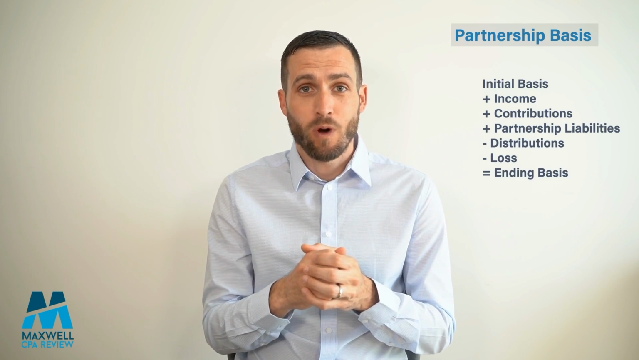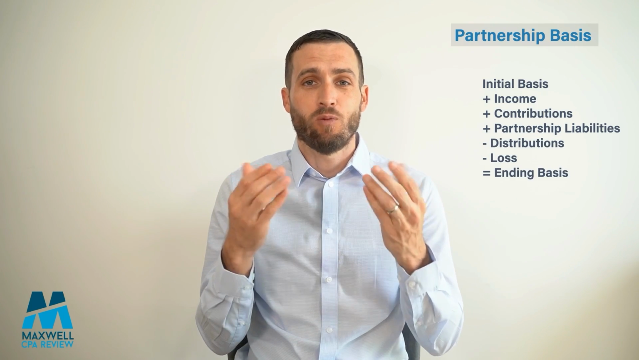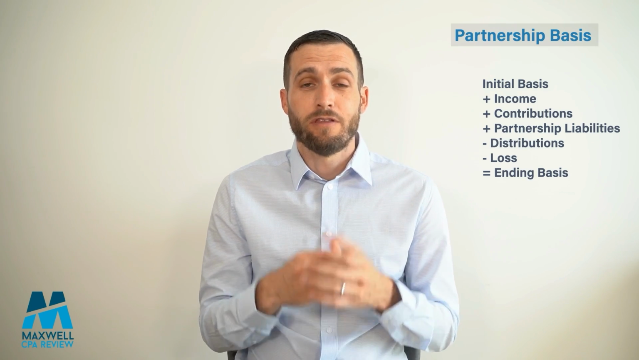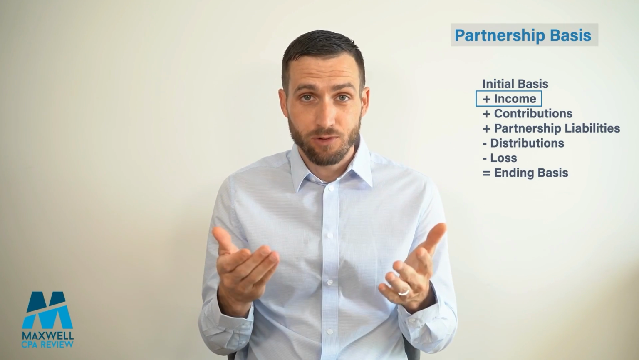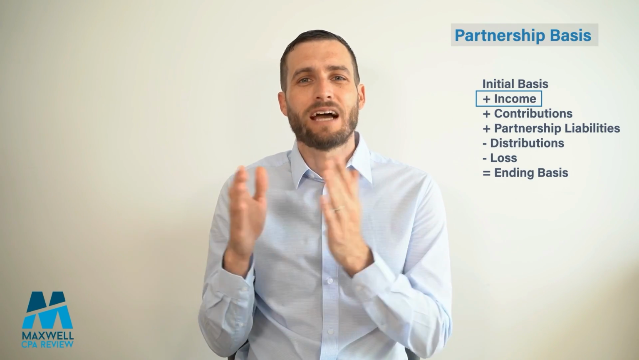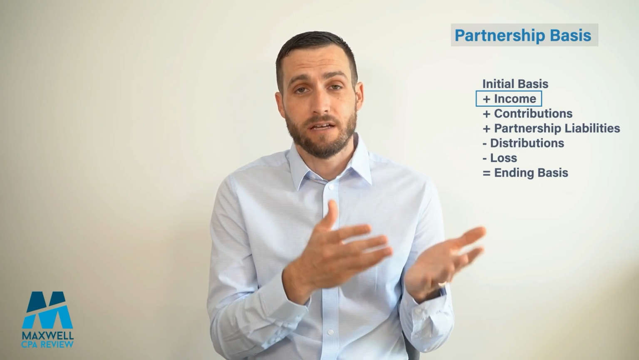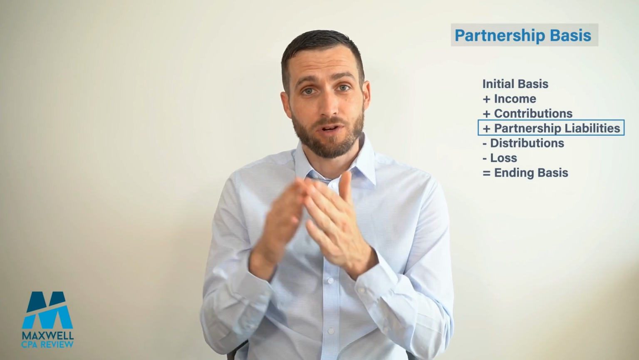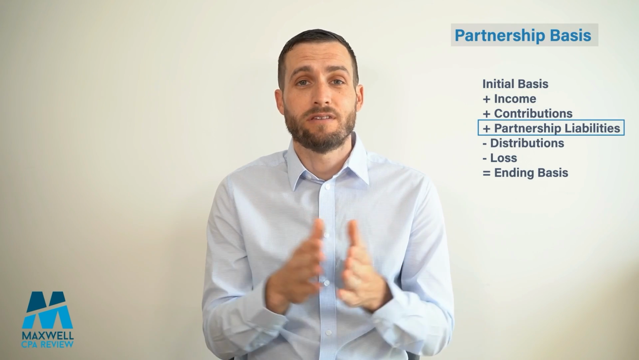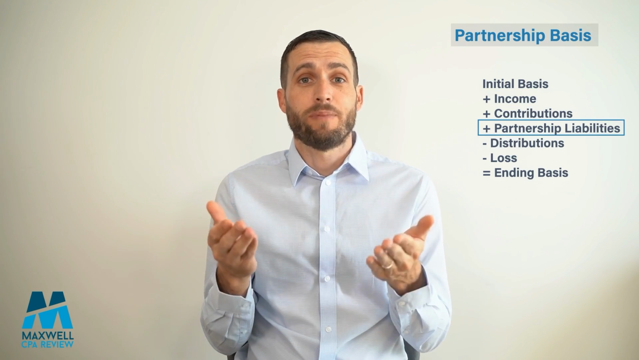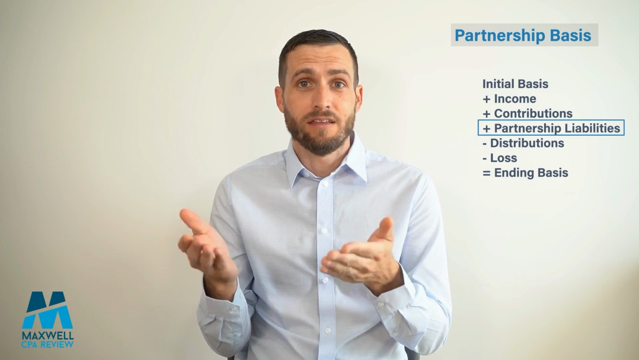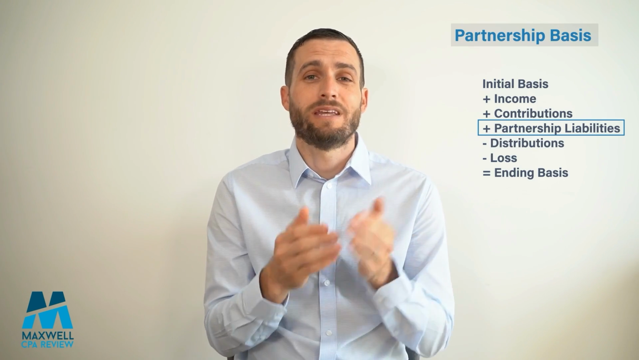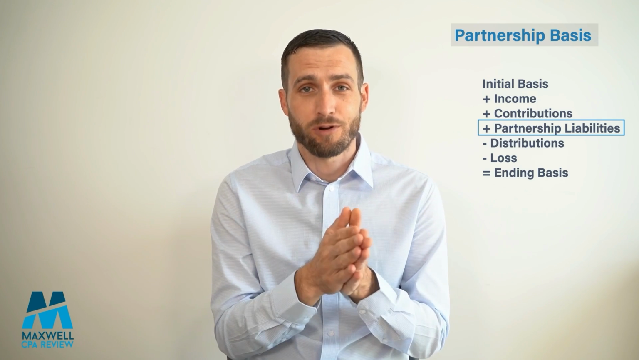You want to understand what increases partnership basis and what decreases it, and how to calculate ending basis. The first thing to know is that income increases partnership basis, both taxable income and non-taxable income. Next, you need to know that the partner's share of the partnership's liabilities also increases the basis. Because if the partnership has a liability that it doesn't pay, then the partners are going to be responsible for paying that liability. So it's going to increase their basis in the partnership.